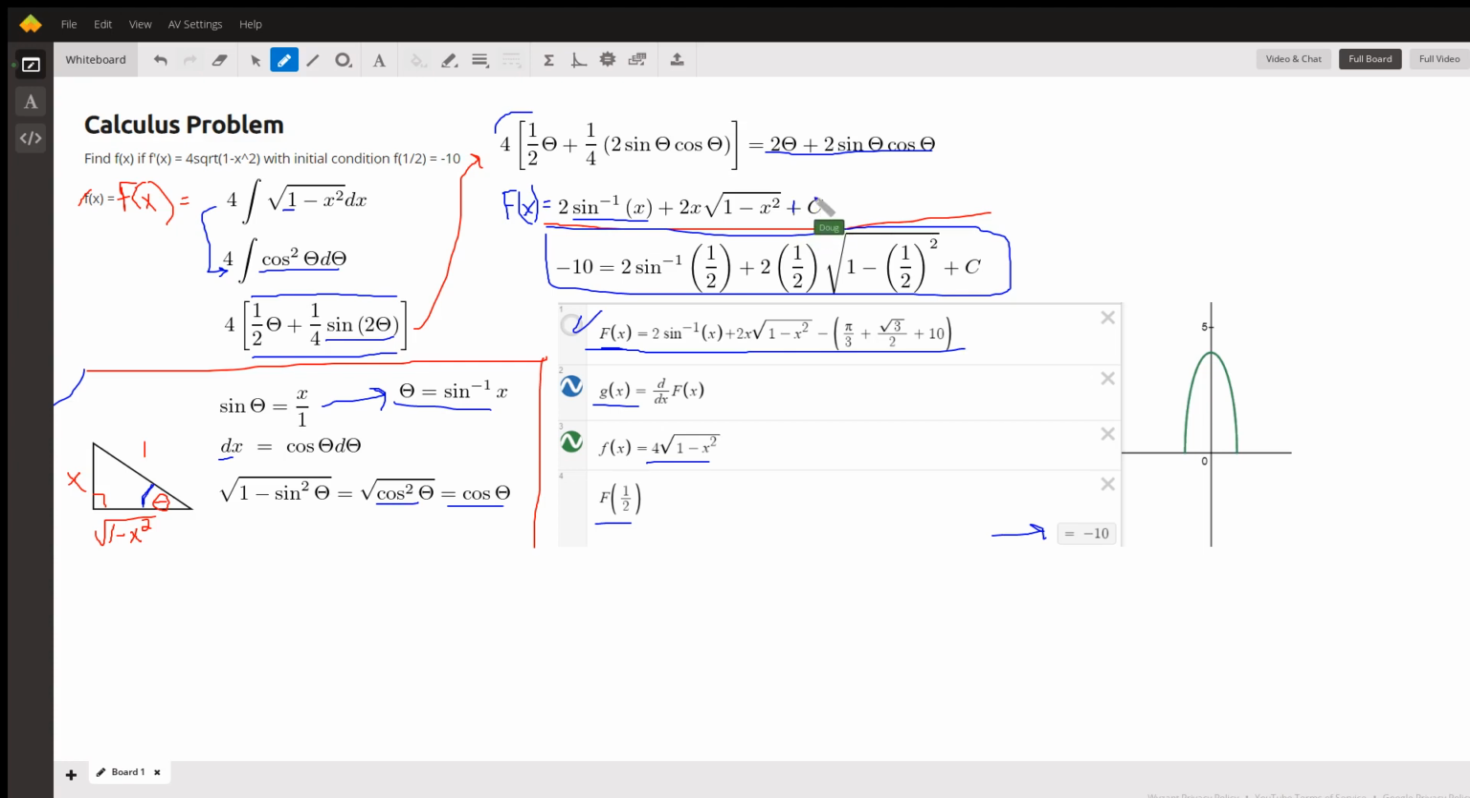How do I find out the value of plus c? Well, we're told that when x is 1/2, big F is negative 10. So the inverse sine of 1/2 is pi over 6, or 30 degrees. 2 times pi over 6 is pi over 3. That's where this pi over 3 comes from right here. This is the square root of 3/4, which is the square root of 3 over 2. That's where this comes from.